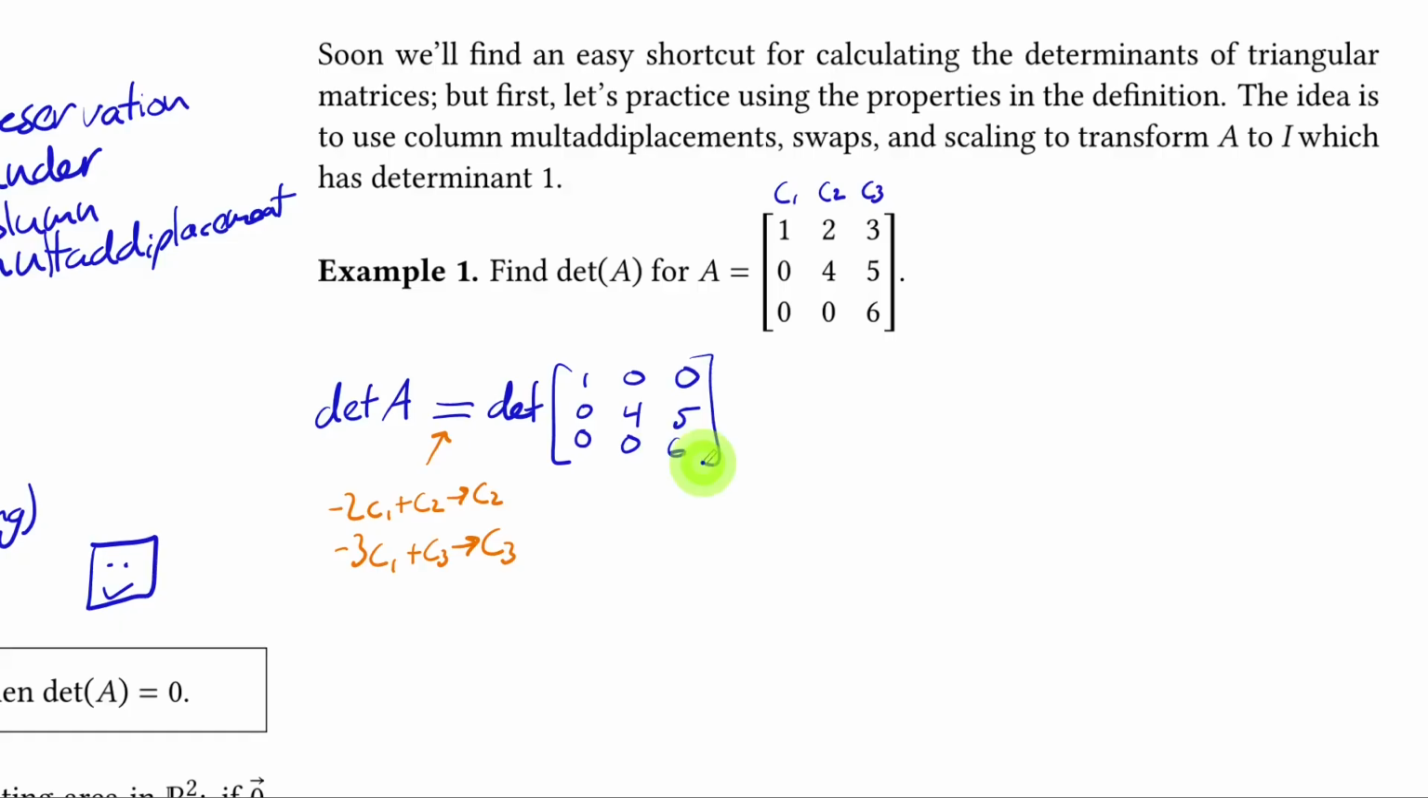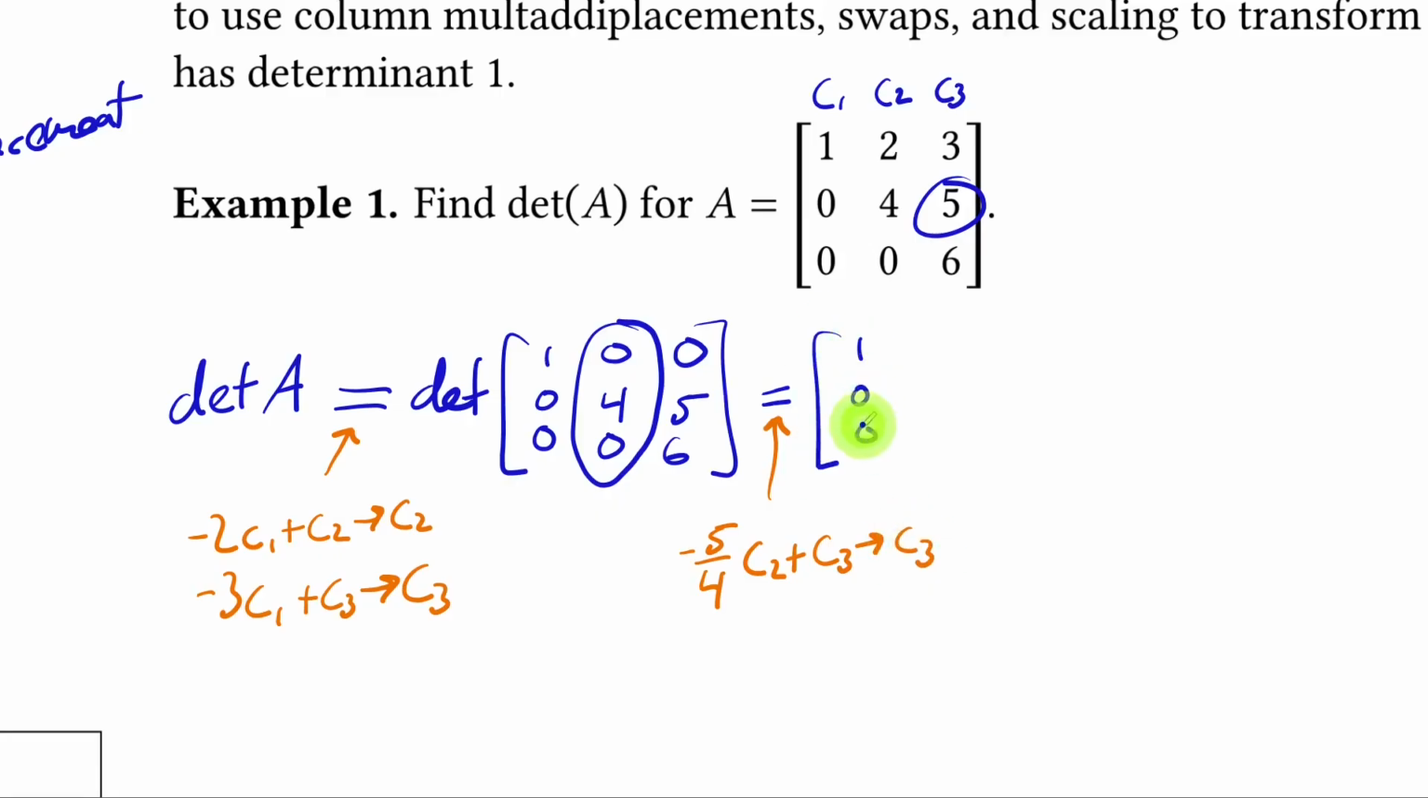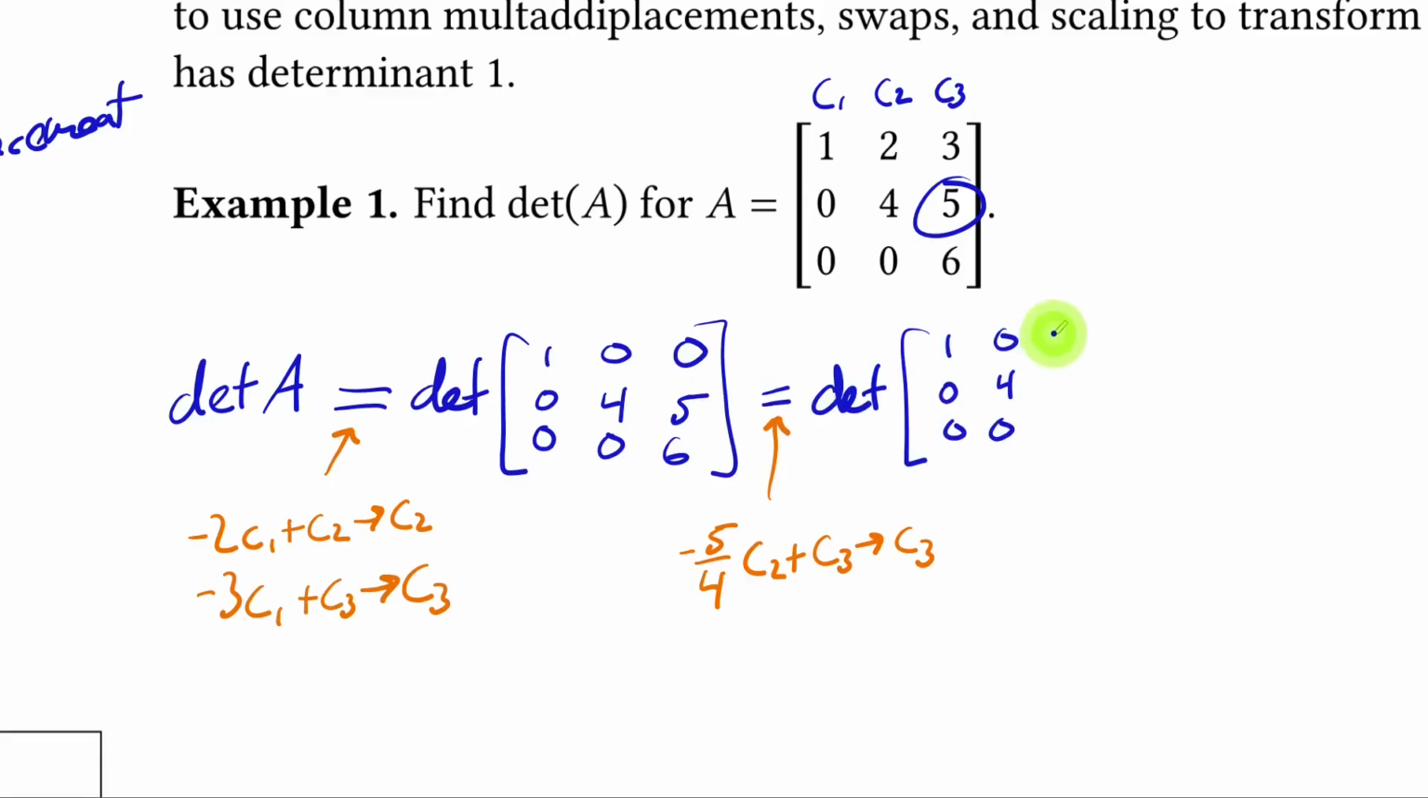Like so. Now we can cancel out this 5 here by doing another column multi-placement using column 2 here. So we can do -5/4 times column 2 plus column 3 to replace column 3. So this will be 0 minus 0, -5 plus 5, and -0 plus 6.